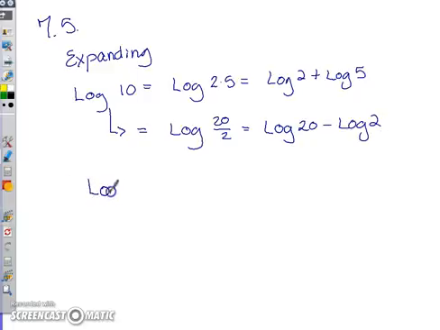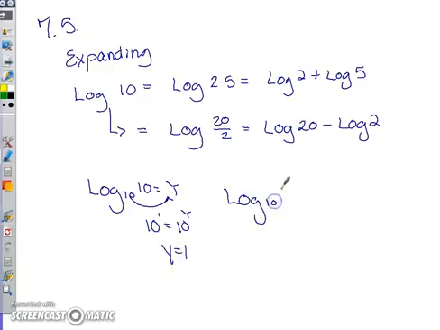But anytime you have log of 10, what's that going to equal? If we set this equal to y and bring this under here, it's 10 equals 10 to the y. So remember, this is 1, so y is just going to equal 1. So the whole thing, log base 10 of 10 equals 1. Anytime your base here and the number it's with are the same, the answer is always 1.